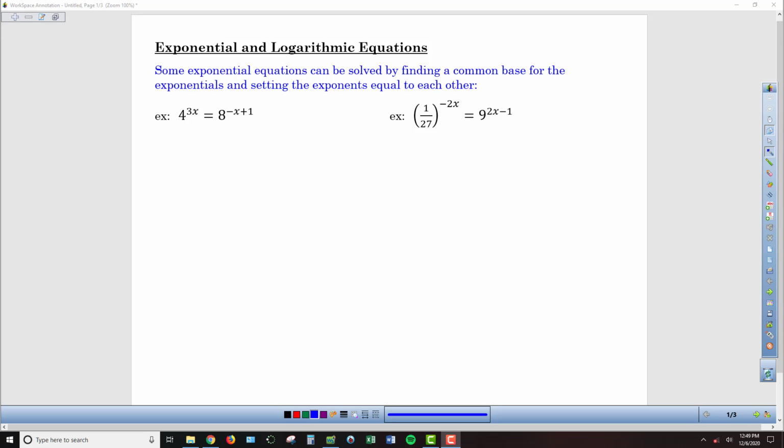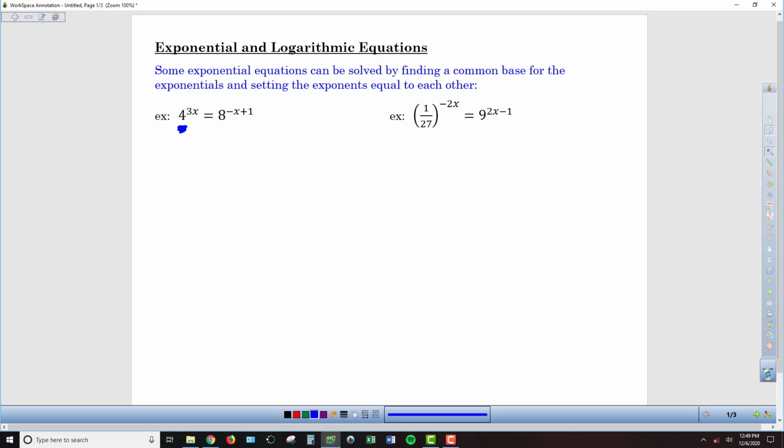Some exponential equations can be solved without having to use logarithms, but instead by finding a common base between the two sides of the equation, because if we have a common base, then that means the exponents must be equal to each other. Now that's not always possible, but in the two examples that we have here, it is.